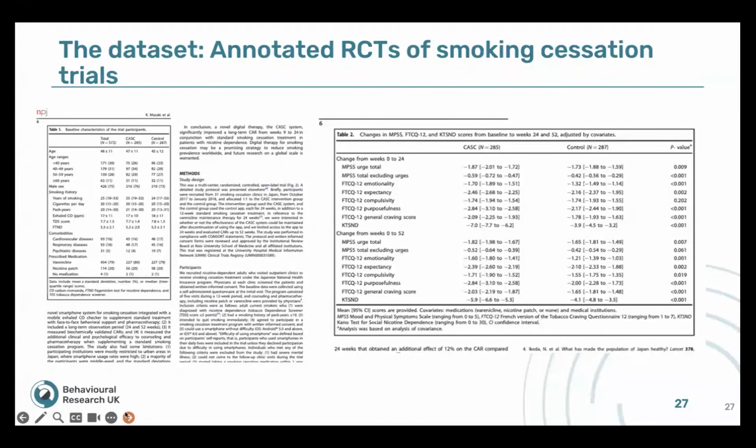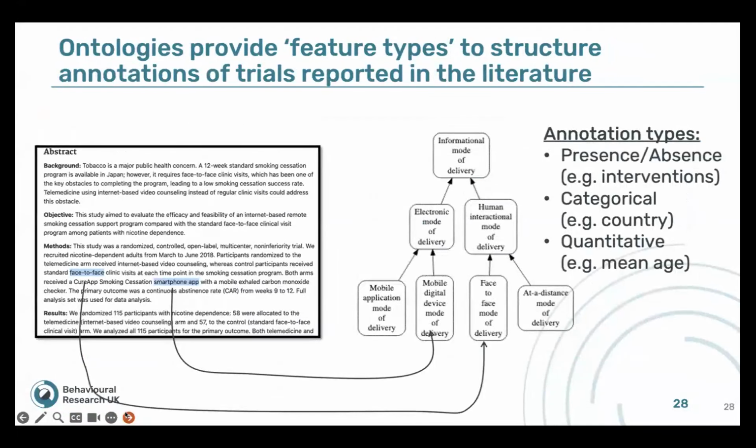Next slide, please. So the role of the ontology, and I think this is really a crucial point to understand, is to provide the types of the different elements that you want to extract. So this is a sort of conceptual illustration of what that means.